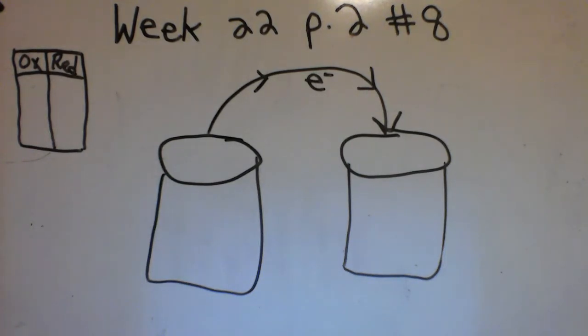This is week 22, homework sheet, page 2, number 8. A voltaic cell is constructed using electrodes based on the following half reactions. Strontium ions, aqueous, plus electrons, yield strontium solid. Iron ions, aqueous, plus electrons, yield iron solid. What is the anode and what is the cathode in this cell? What is the standard cell potential?